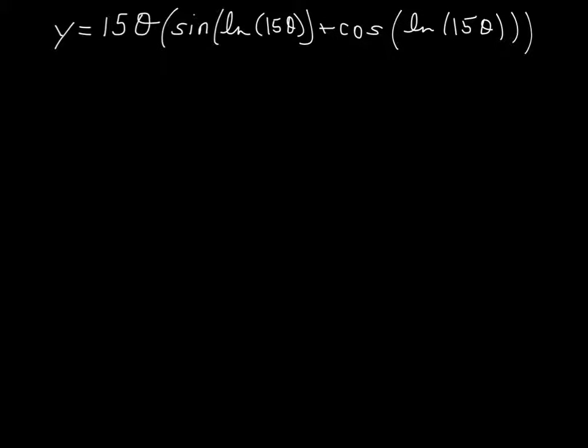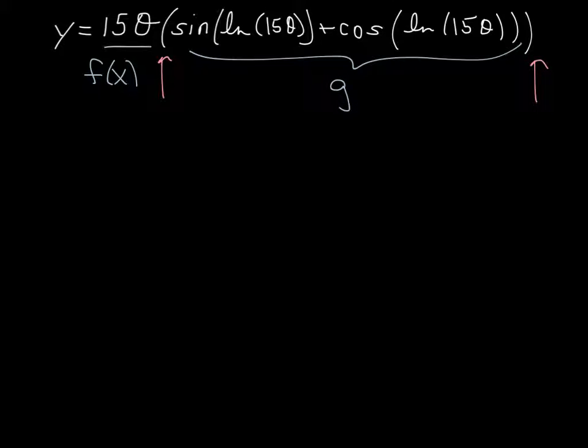Okay, let's see what this madness is. The big thing is to figure out these parentheses. So it's 15 theta all times all of this. And that's important because this is actually a product rule where the 15 theta would be your f of x and all of this is actually your g of x.